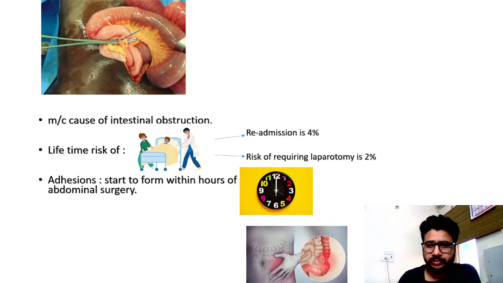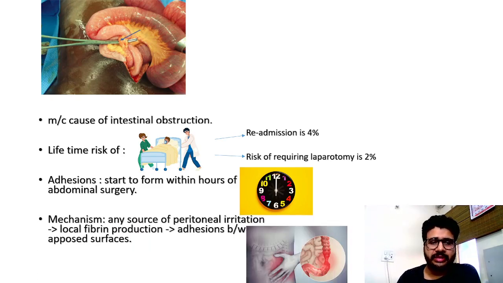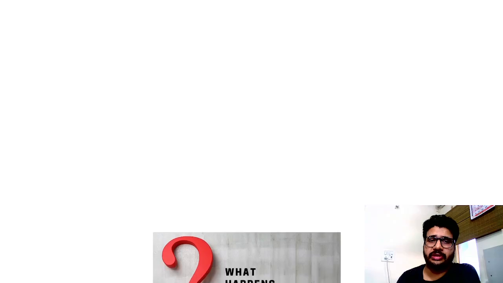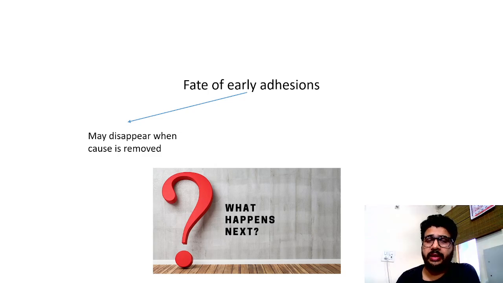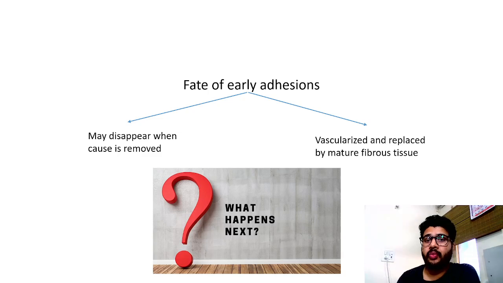Fine. So the mechanism is, any source which causes peritoneal irritation causes local fibrin production, which in turn causes adhesion between the opposed surfaces. So what happens next? If there is adhesion, it may disappear when the cause is removed, or it may be vascularized and replaced by mature fibrous tissue, which is difficult to manage.